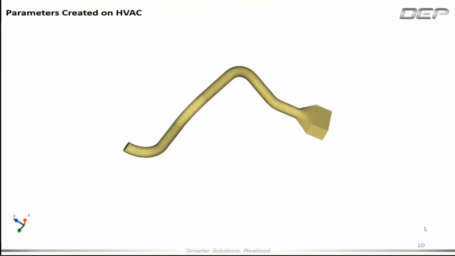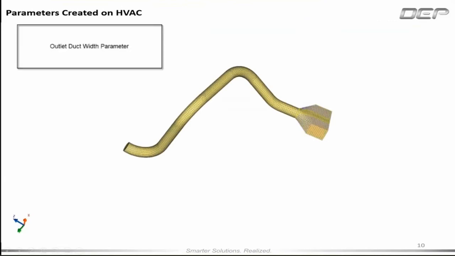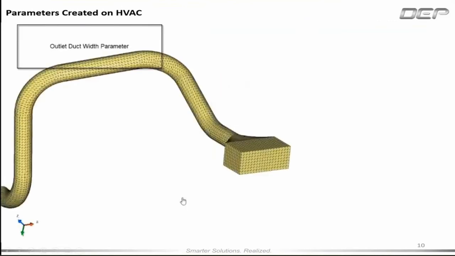So next, once the automation is completed and the HVAC system has been meshed, we all know the entire mesh in MeshWorks becomes parametric after the meshing. We have created a couple of parameters, which we want to show you here. There are five parameters in total, where the user wants to increase or decrease the width of the outlet duct parameter.